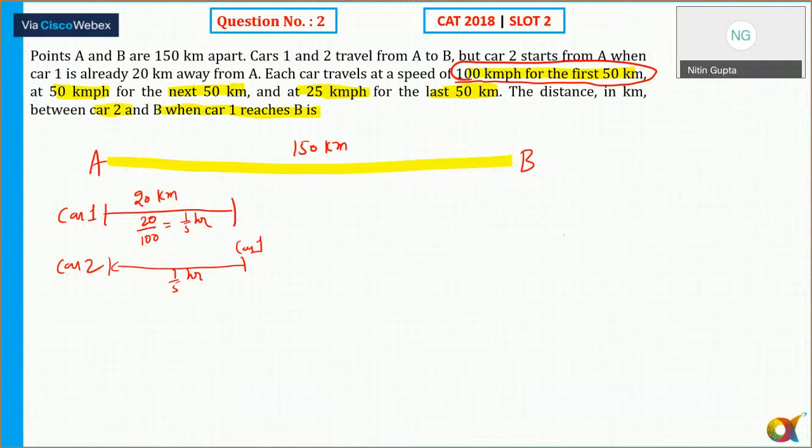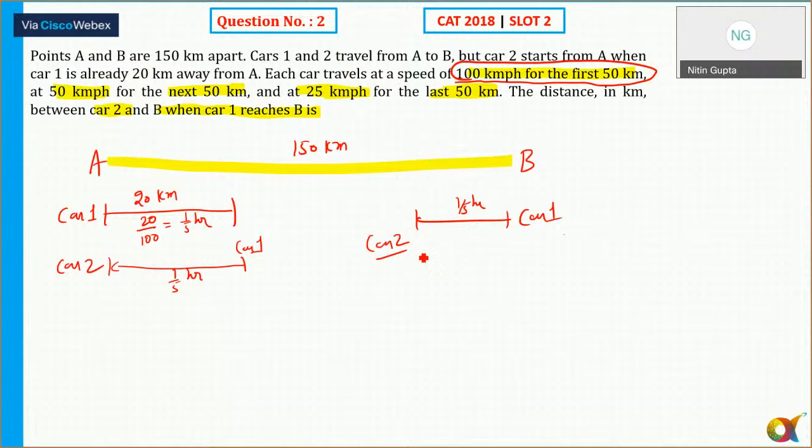In the end also, when car 1 reaches the end, car 2 is 1 by 5 hour behind, which means when car 1 is here, car 2 is here. The gap between car 1 and car 2 will always be constant, that is 12 minutes, because throughout the journey their speed is the same for each and every part. So this gap is nothing but 1 by 5 hour.